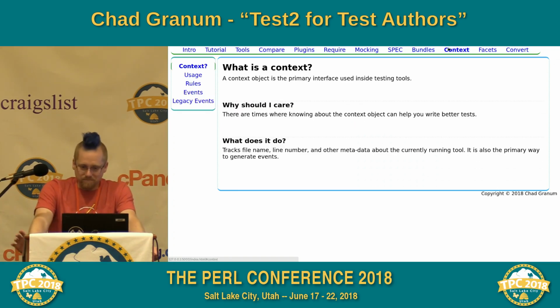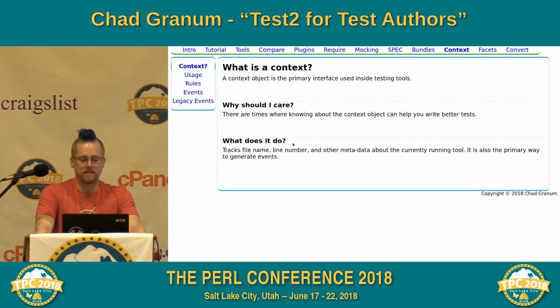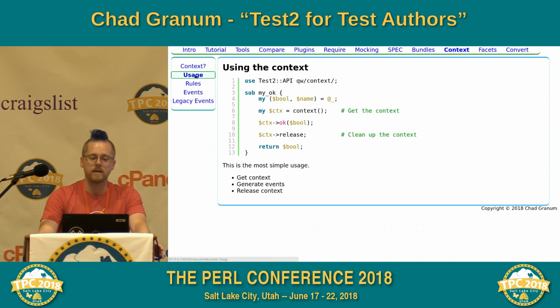Context objects. This is the magic under the hood that makes Test2 able to do things like bail on fail. It's the primary interface when you're writing a test tool. So this is getting to a more advanced thing. Any of you here who write test tools, this is what you want to pay attention to. The context object is responsible for tracking the file name, the line number, and any other metadata that you're going to want as diagnostics. And it is your primary way to generate the testing events.